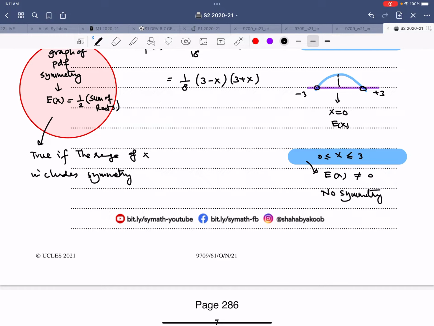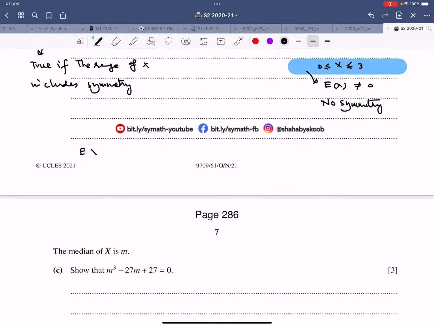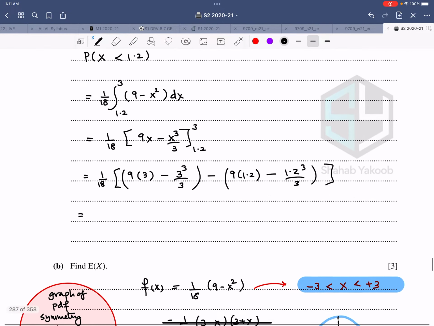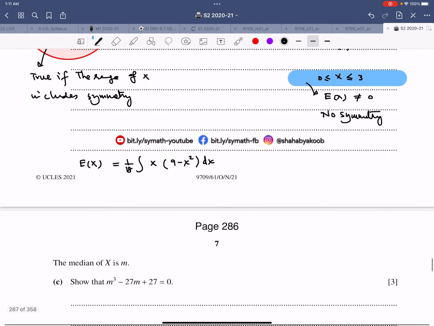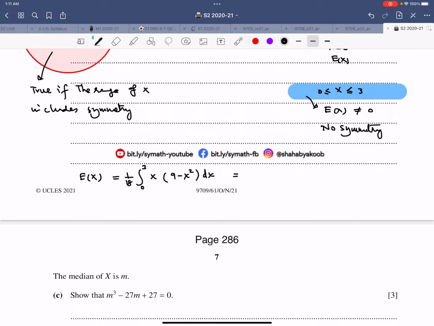So this is the usual case that we do. I'll just write it down. Expectation of x is x multiplied by the function, which is 9 minus x squared dx. 1 over 18 is on the outside, and the complete limits are 0 to 3. So there is no symmetry. Therefore, this concept is not valid. So therefore, this is 1 over 18 between the limits 9x minus x cubed dx. Now integrate 1 over 18, 9x squared over 2 minus x power 4 over 4 between the limits 0 and 3, and that will be the value for expectation of x.